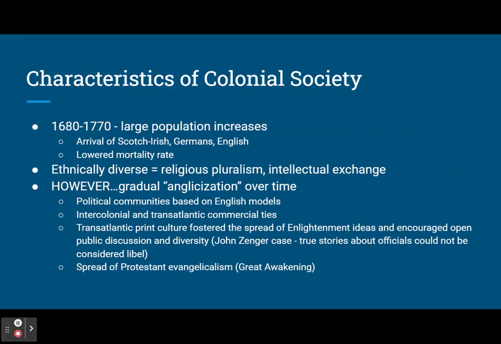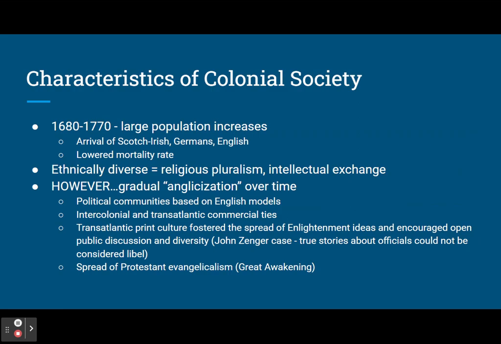Colonial society in the late 17th and early 18th century is going to see a really, really large population increase. We're going to start to see the arrival of a great deal of Scotch, Irish, Germans, and English settlers. And on top of that, not only are there new arrivals, but people are simply living longer. You may recall from an earlier video that I mentioned, especially in areas like the Chesapeake Bay area, Tidewater regions, people died pretty quickly of things like malaria and dysentery and typhoid.